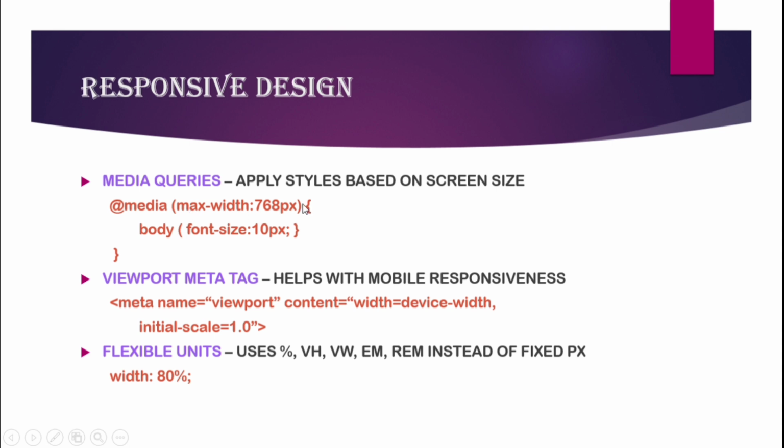So maximum width 768 pixel means this is the screen size that you are mentioning. Okay, this is the maximum width. So for whatever device has a maximum width of 768 pixel, only on those devices below that size will this body font size equal to 10 pixel be applied. Above those devices it will not be applied. Okay, this is how you can mention maximum width, or you can also mention minimum width.